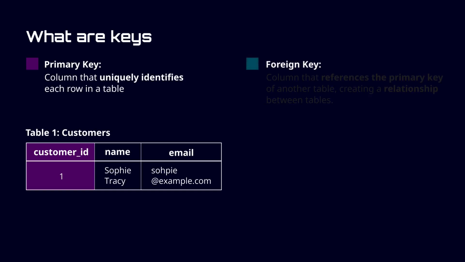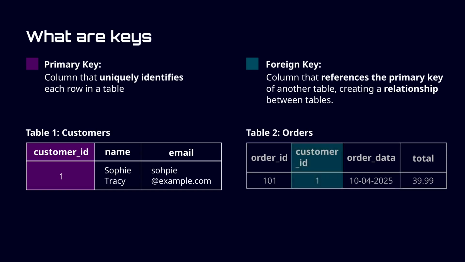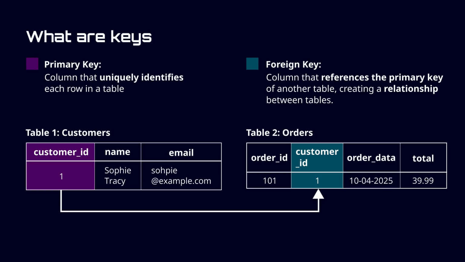A foreign key, sometimes called an external key, is a column in one table that refers to the primary key in another table. In our orders table, customer ID is a foreign key. It links each order to a customer in the customers table. This is what creates the relationship between tables and allows us to connect data across them, like seeing which customer placed which order.